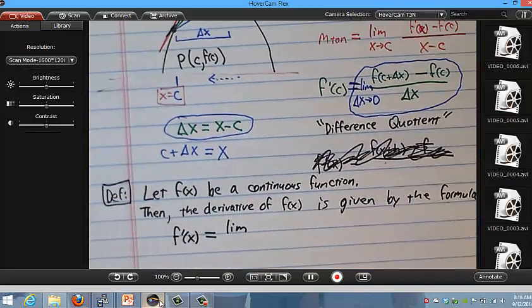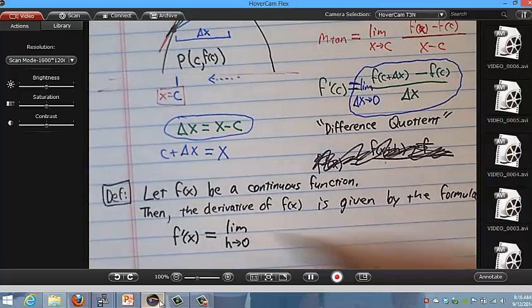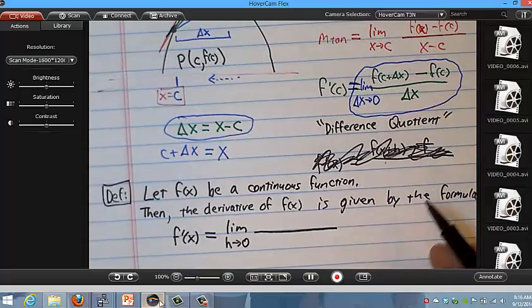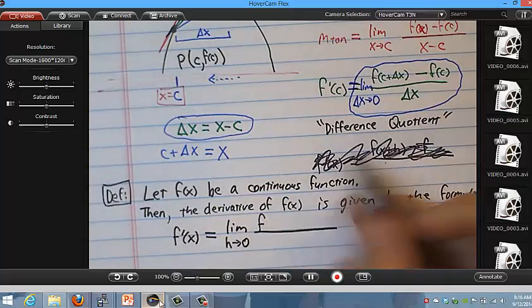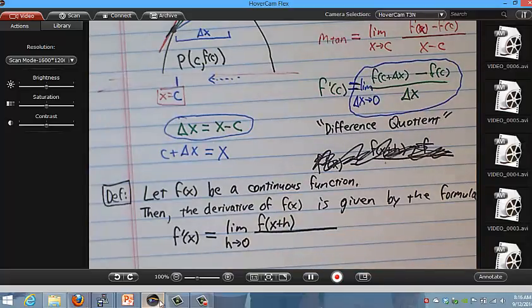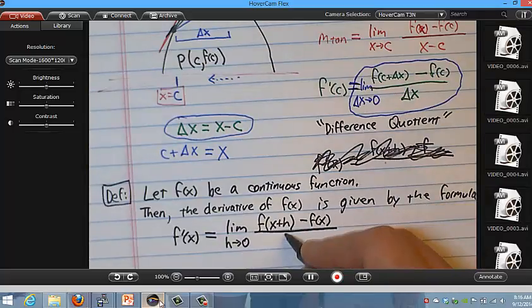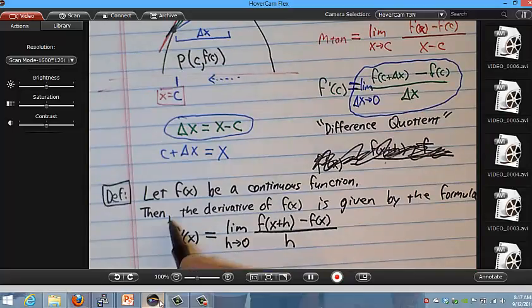Now I told you I had delta x going to 0. Just for notation, we're going to write h go to 0. Okay, that's going to take the place of delta x. And now what goes up here? It would be f of, and remember I'm replacing the c with x. So it's f of x plus h minus f of x all over h. So there's my formula. Oh, one more thing to write though.